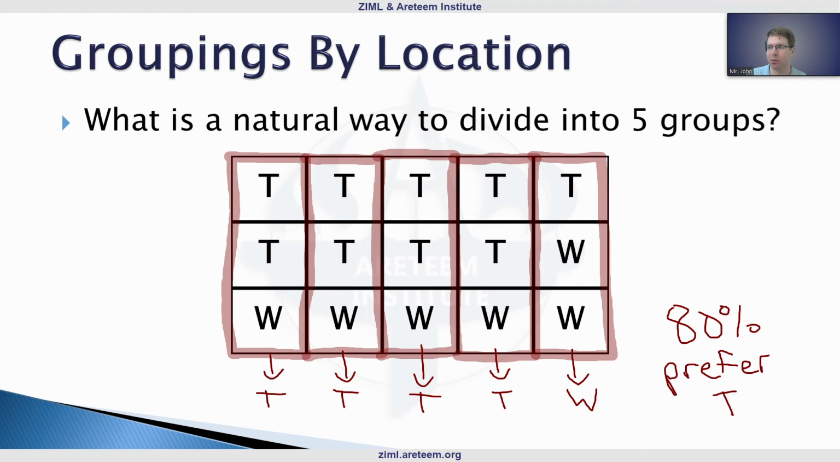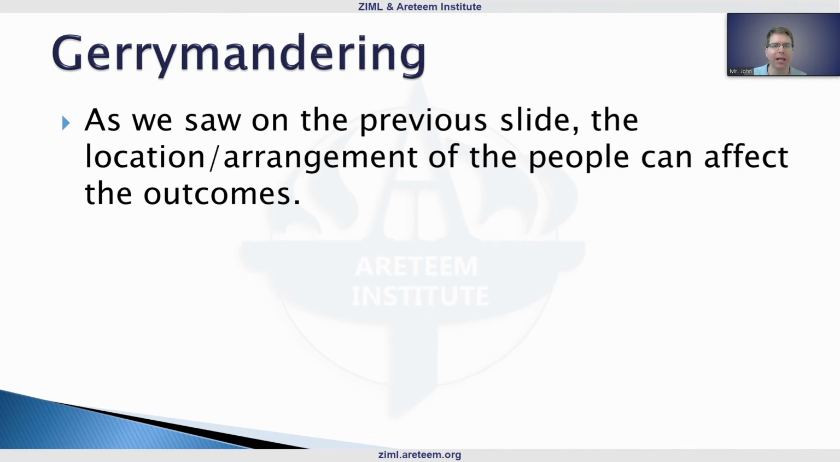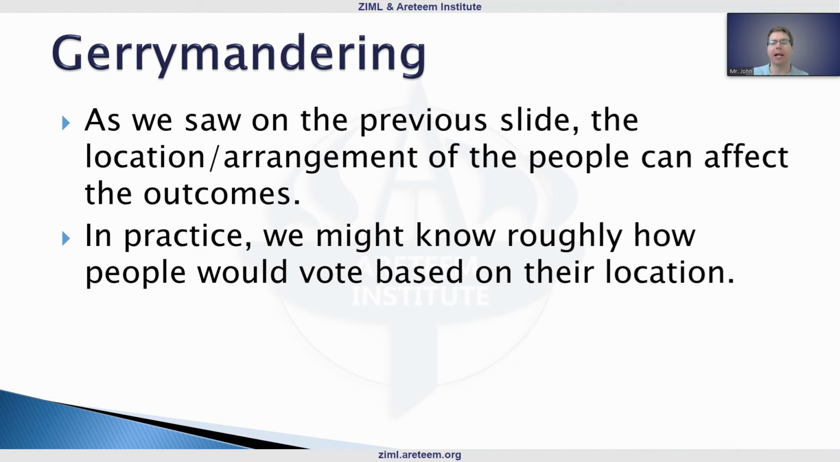oftentimes things work out in that way. Now, getting finally to exactly what gerrymandering is. And now with some examples, we can show and explain this a little bit easier. So the location of the people can affect the outcomes, right? So depending on how you group this, depending on where the people are, different things can change. So, right, what is gerrymandering?